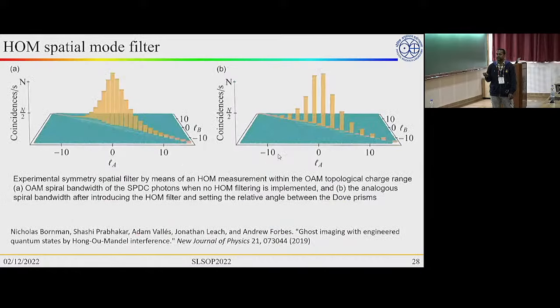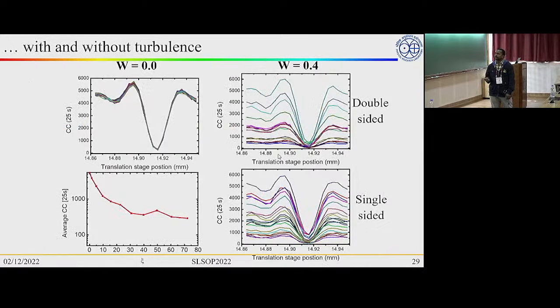So that's why these Hong-Ou-Mandel interferences are also known as Hong-Ou-Mandel filters, because if you introduce noise to any of the states, it cancels out. This was my result when there was no turbulence. All of my Hong-Ou-Mandel scans were perfect, and if I introduce turbulence on both sides, it looks something like this. This is for only one turbulence strength, but there are 25 realizations.